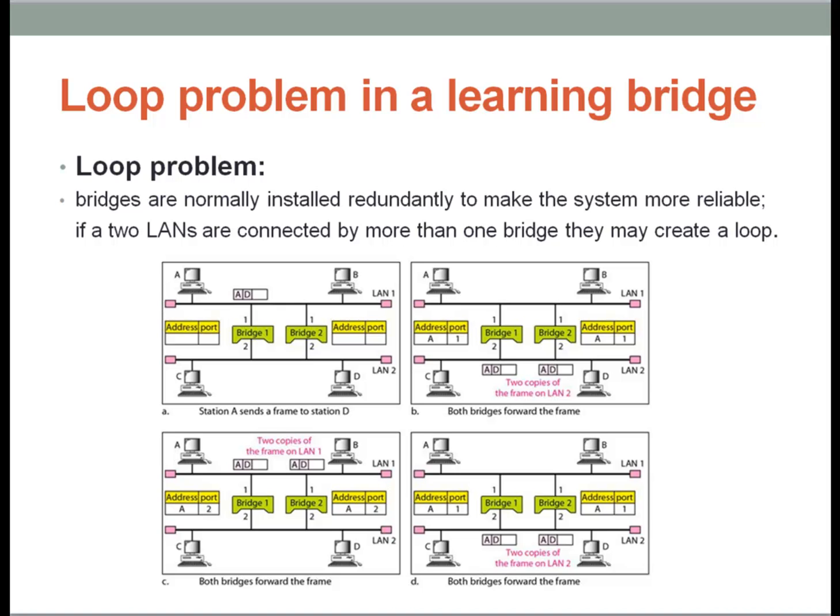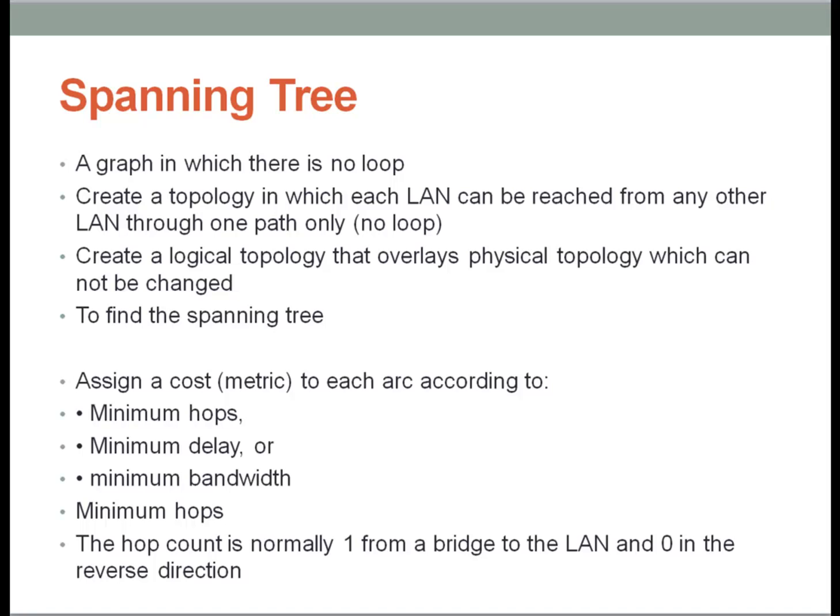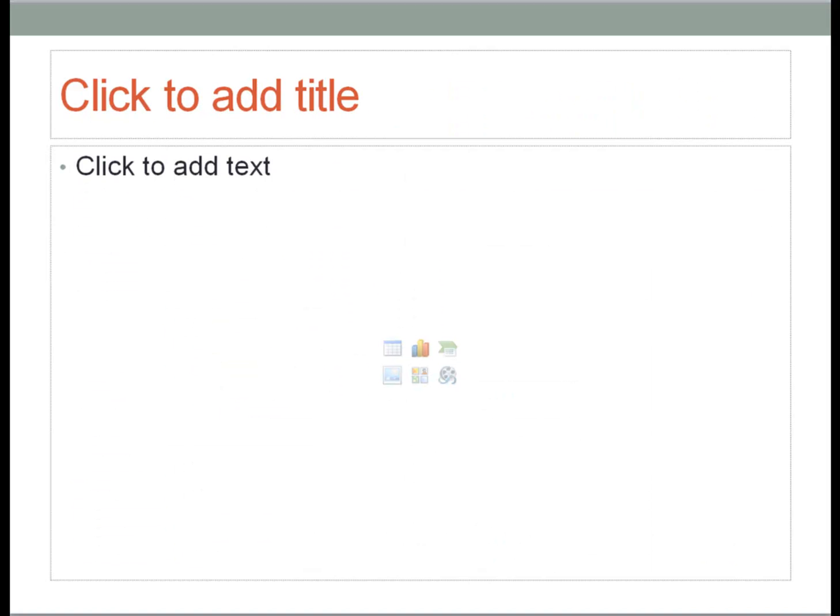Loop problems in a learning bridge. What is this loop problem? The loop problem, or we can say the spanning tree problem. I will explain this concept by using a small example. What is the spanning tree problem?